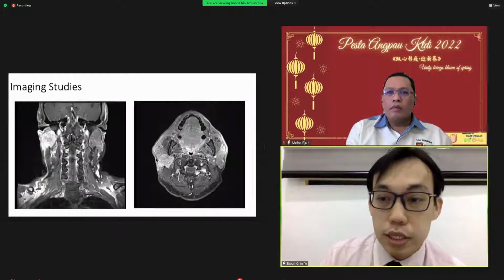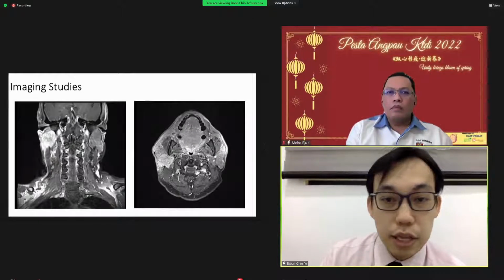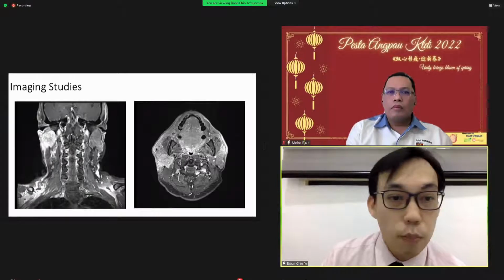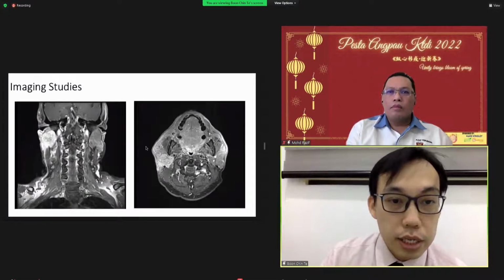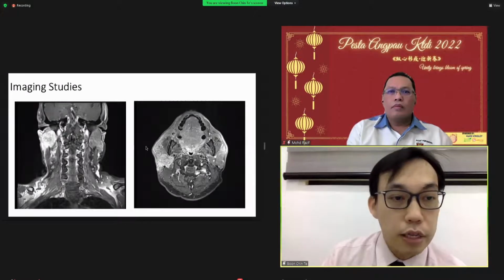Laterally, you can see it extends to the adjacent subcutaneous fat and skin. There's no clear plane. You can see when we compare both sides, here there's a nice fat plane in between, but here we cannot see any clear plane to the skin.